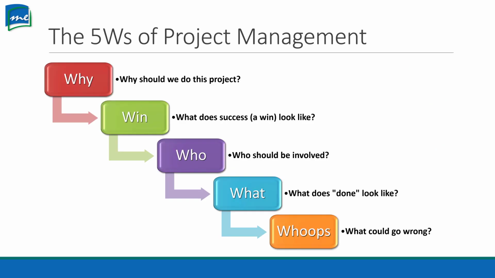So what are the 5 W's of project management? Well, we have why, when, who, what, and whoops. So why? Why should we do this project? Who cares, right? Why? Convince me to do this project. When? What does a success or a win look like? How do we know we've actually succeeded?